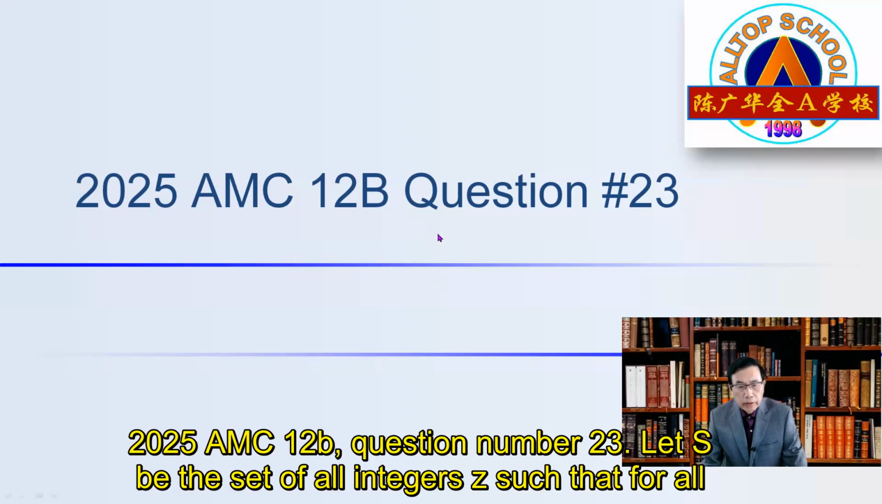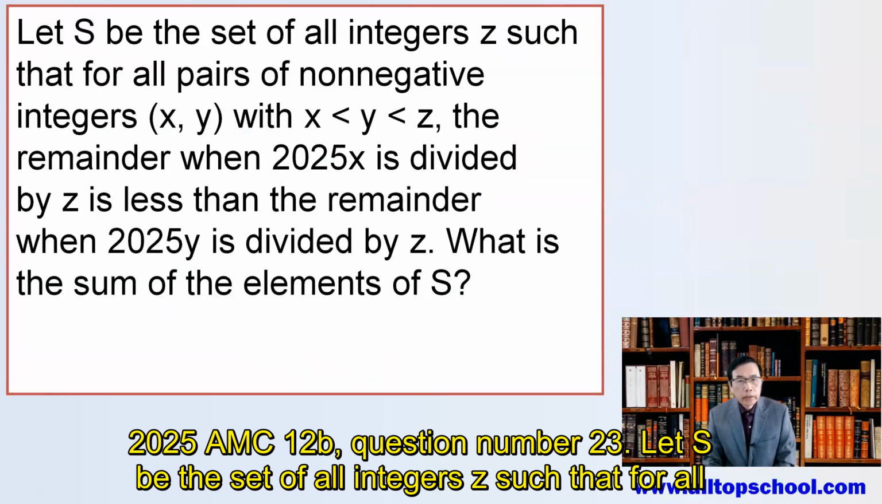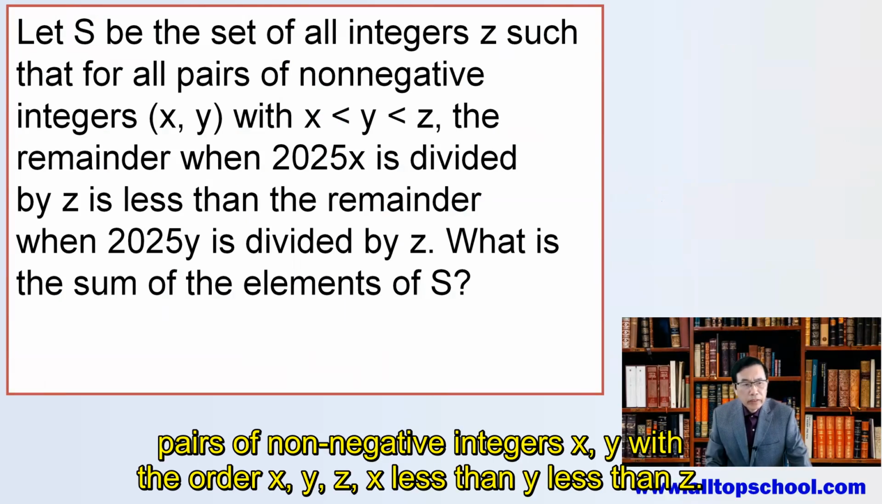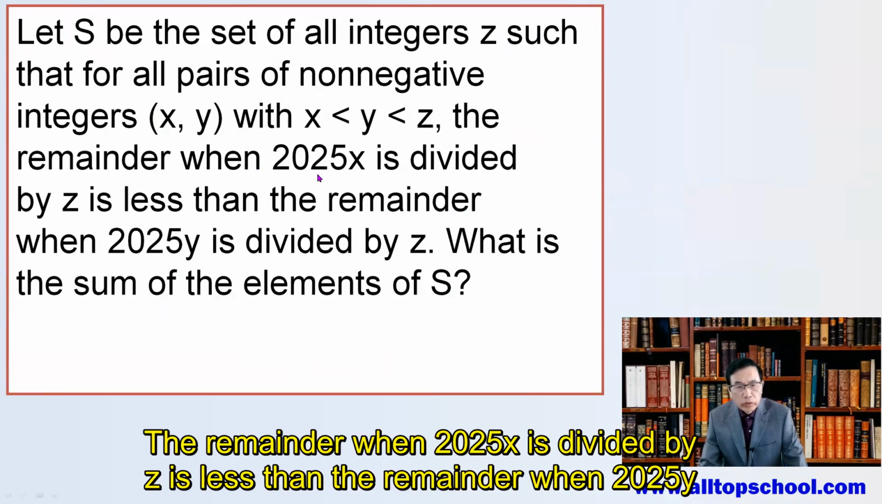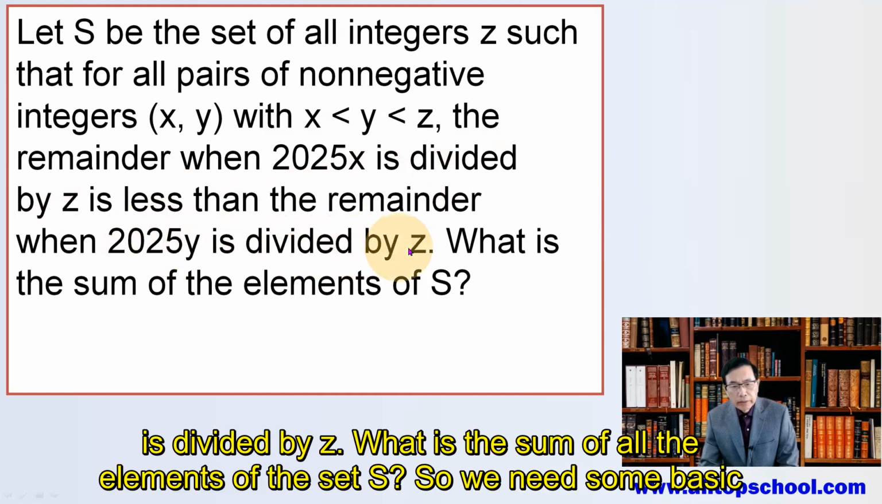2025 AMC 12B, question number 23. Let S be the set of all integers z such that for all pairs of non-negative integers x, y, z in the order x less than y less than z, the remainder when 2025x is divided by z is less than the remainder when 2025y is divided by z. What is the sum of all the elements of the set S?